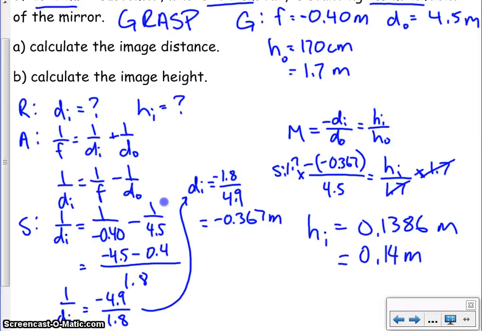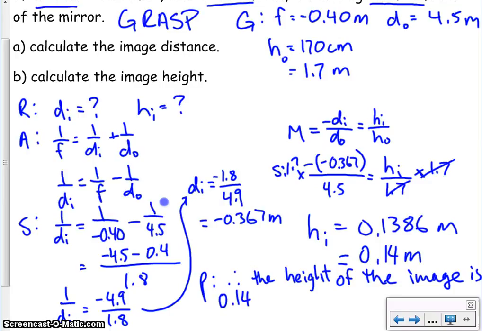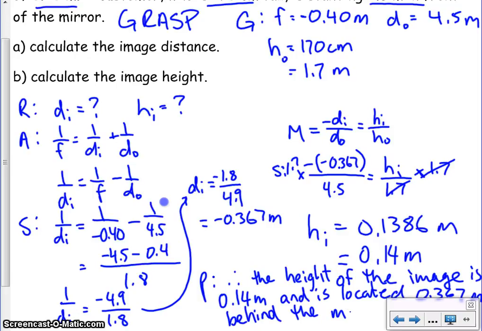We can then round to 2 decimal places, and it'll just be 0.14 meters. So I'm going to paraphrase now, and I'm going to say, therefore, the height of the image is 0.14 meters and is located 0.367 meters behind the mirror.